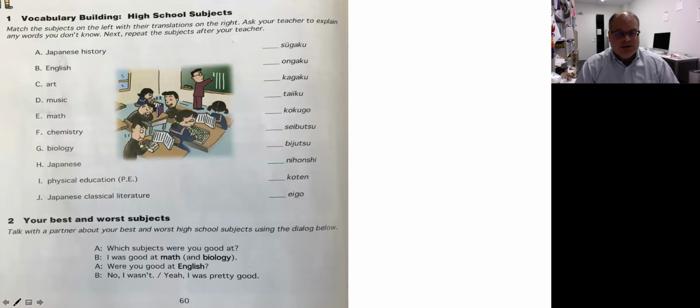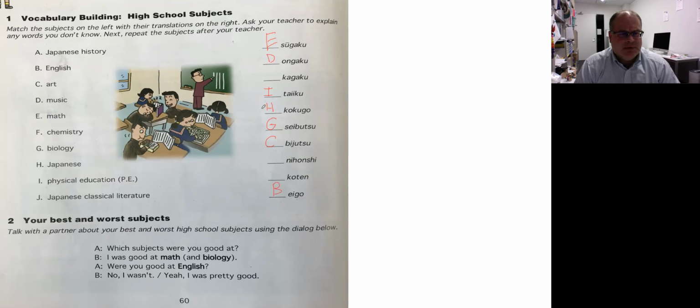Now, some of these are kind of easy and some of them are kind of difficult. Sugaku would be math. Ongaku is music. Kagaku is science, I believe. Biology is seibutsugaku. Taiku is PE. Kokugo is Japanese. Bijutsu is art. English, of course, is English.